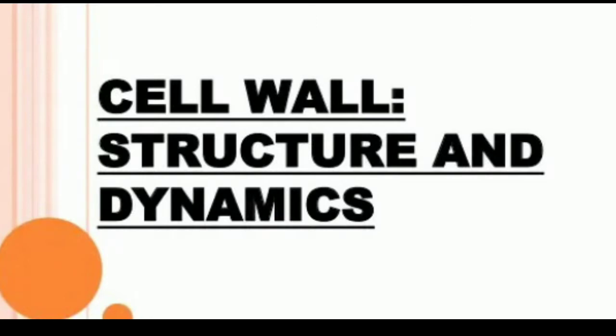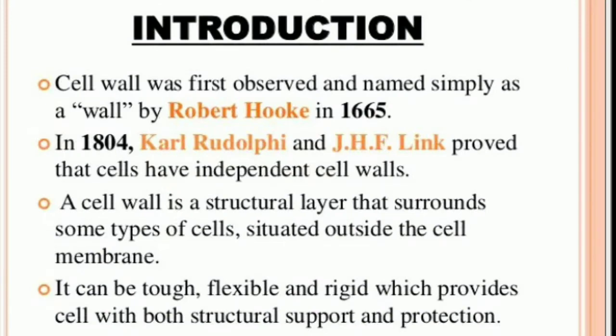Today I explain about the cell wall, its structure and dynamics. The cell wall was first observed and named simply a wall by Robert Hooke in 1665. In 1804, Carl Rudolphi and J.H.F. Link proved that cells have independent cell walls.